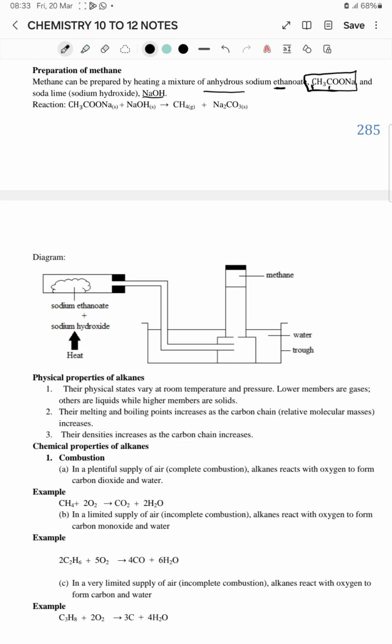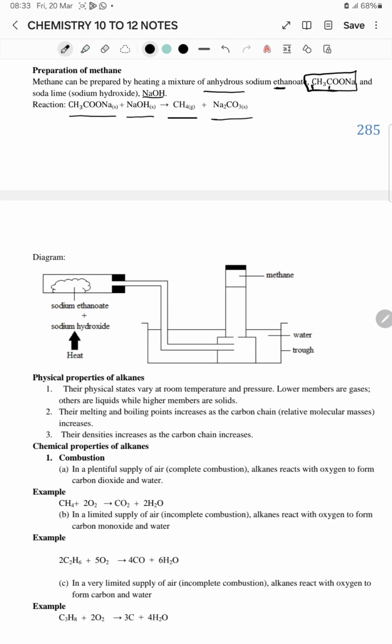So when you react anhydrous sodium ethanoate together with sodium hydroxide, you're going to form methane. So this is the equation here. Sodium ethanoate plus sodium hydroxide, what you should produce is methane gas and sodium carbonate.